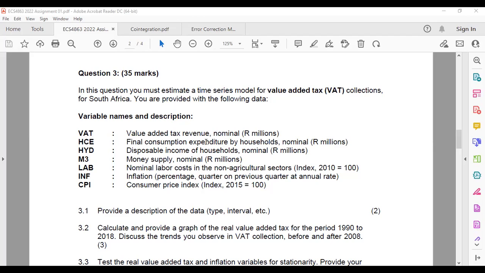3.1 we did last time. We managed to provide a description of the data. Maybe, let me do this.